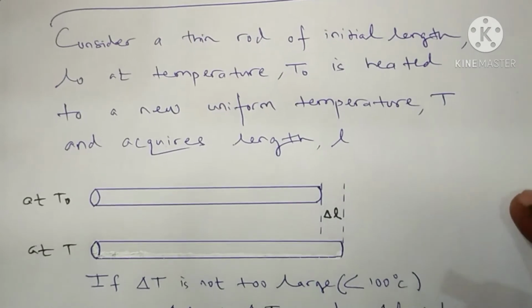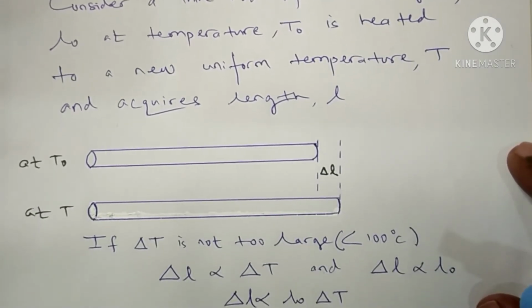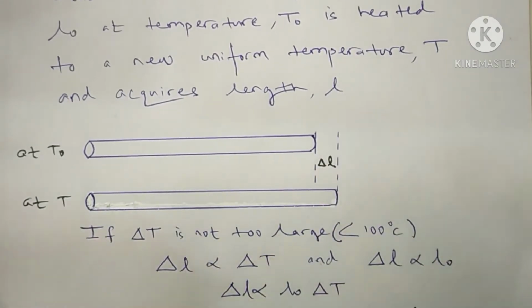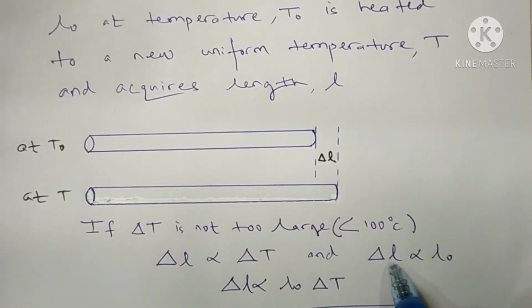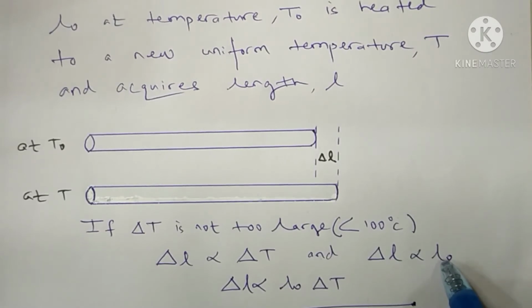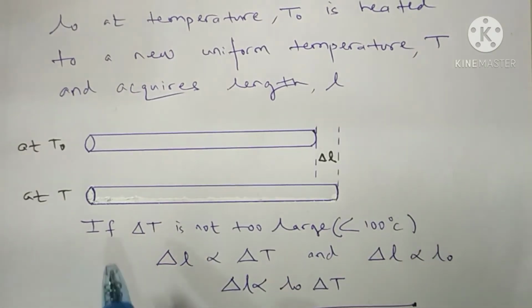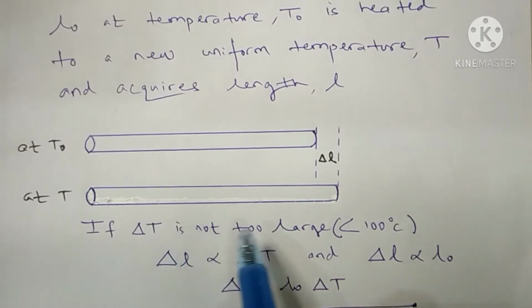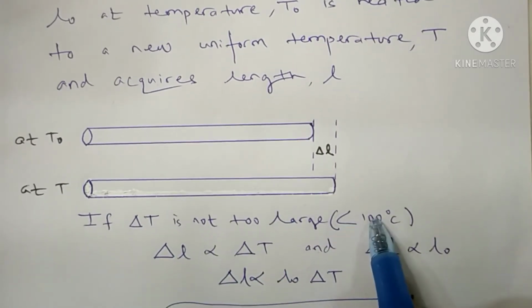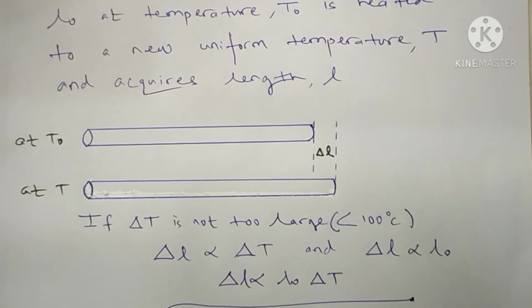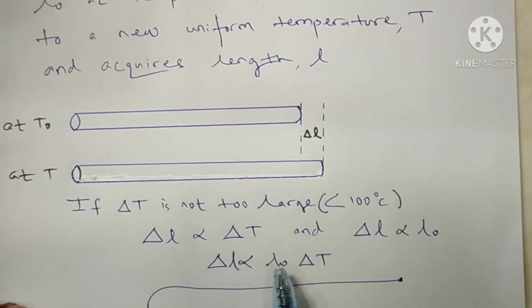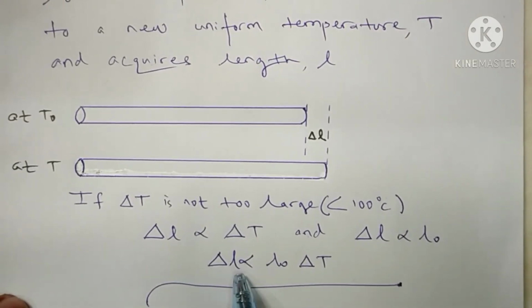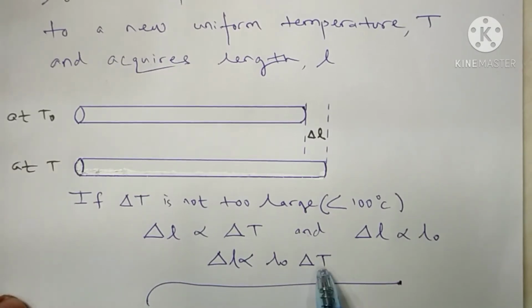Therefore, the change in length is directly proportional to the change in temperature, and the change in length is directly proportional to the original length of the rod. If the change in temperature is not too large, less than 100 degrees Celsius, we get one mathematical relation: the change in length is directly proportional to the original length of the rod and directly proportional to the change in temperature.